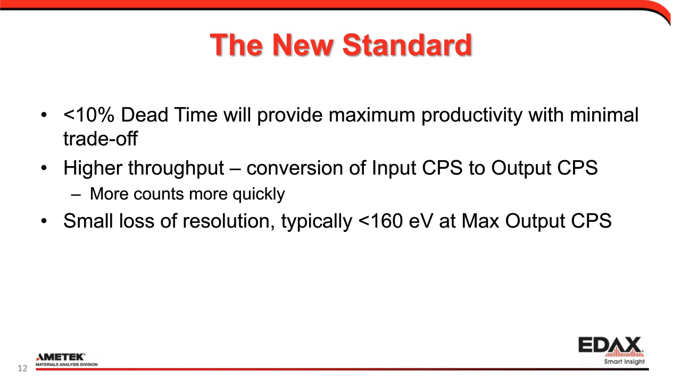And when we say minimal trade-off, the latest detector technology allows us to work with a resolution range better than 160 EV. So even at your fastest processing times, at your maximum output counts per second, you're going to be still retaining a really high quality in detector resolution.